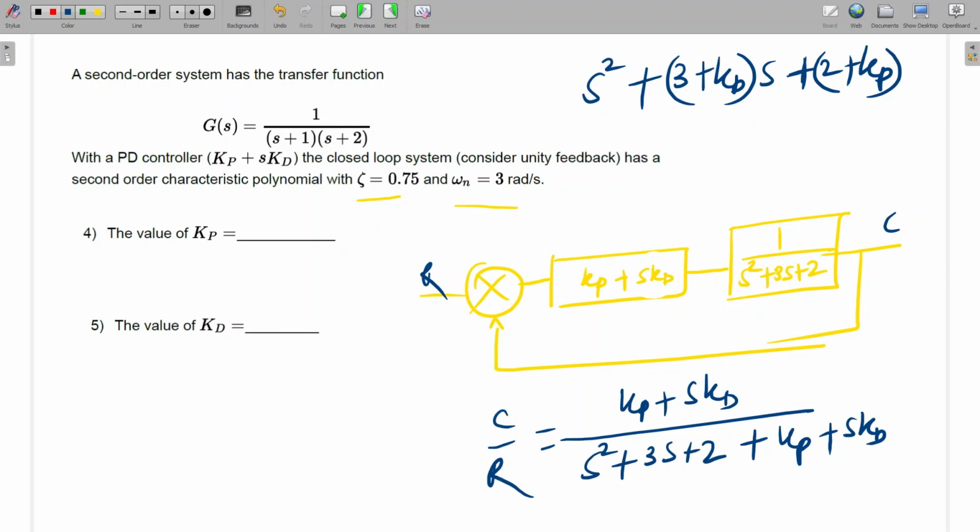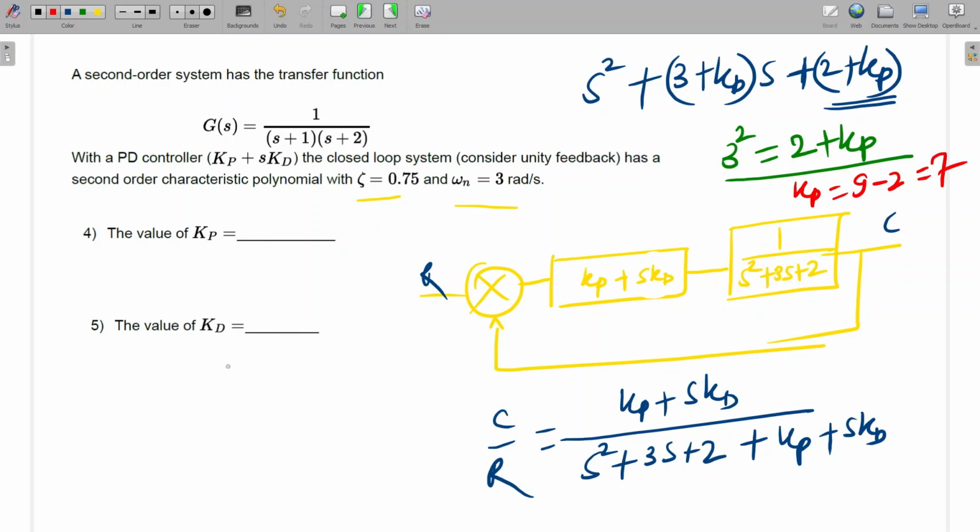Correct only. So what is omega n? This one is omega n, and what will be this value? Omega n square. Okay. So 3 square is equal to 2 plus Kp. Is that correct? So what will be the Kp value? Kp is equal to 9 minus 2. Kp will be equal to 9 minus 2, which is 7.